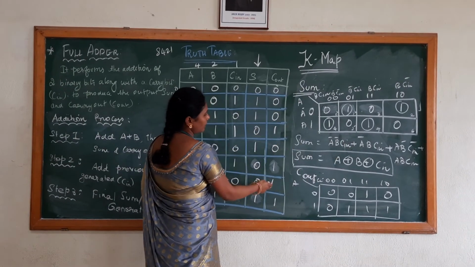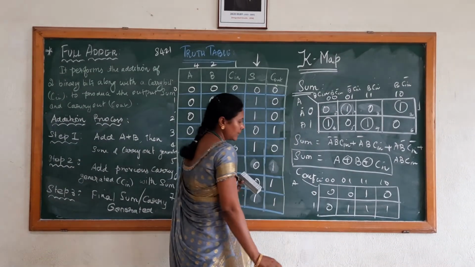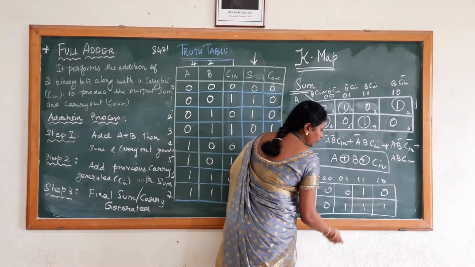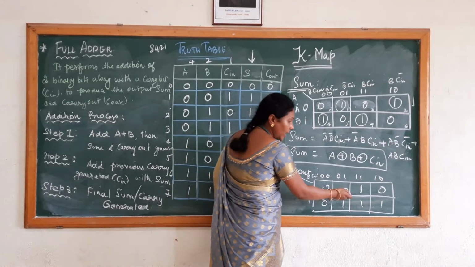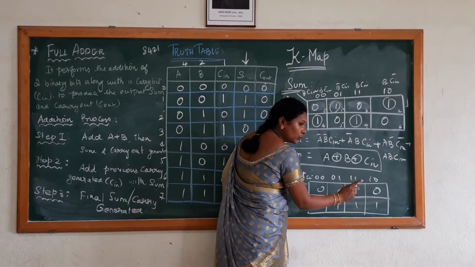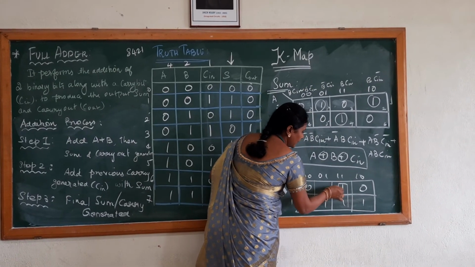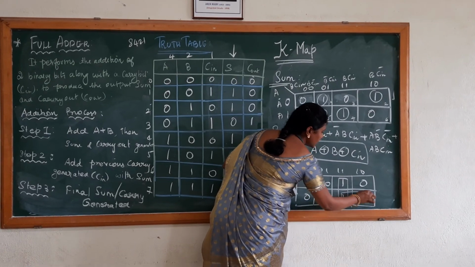Because as I told you, remember, take it as a decimal value and plot it in the corresponding decimal value cells. After plotting it, I could see some adjacent cells, so I can go for grouping. What kind of grouping? Is an octet possible? No. Is a quad possible? No. So only 2 cells are adjacent, so go for your pair. This is one pair. This is your second pair.